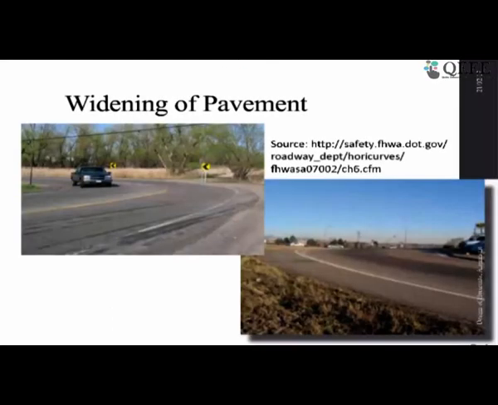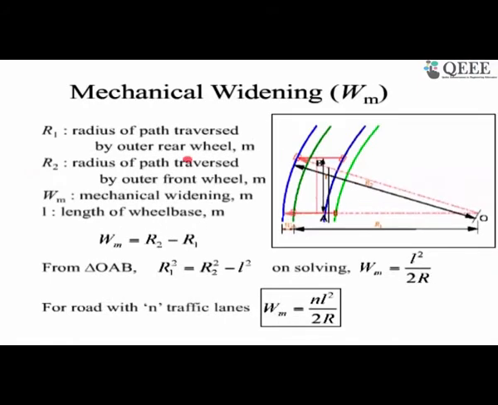So how to estimate this? Let's look into these images. Widening in this curve, you can feel that here the width is more than the other tangent path. Here also you can see, in this travel path, this black portion, that they are going on the outer side compared to the inner side. So this is a little bit of imbalance. This is why we are providing the extra widening.